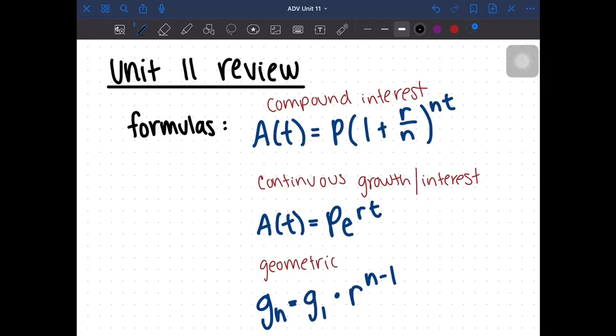I'm going to go through some of the questions that you guys have had and some of the formulas for Unit 11. So this is a lot of interest and exponential and logs. So I'm going to go through a couple of those.